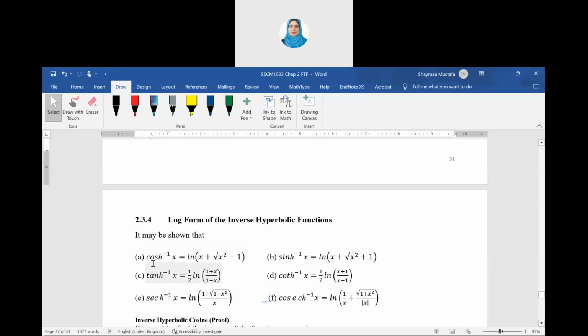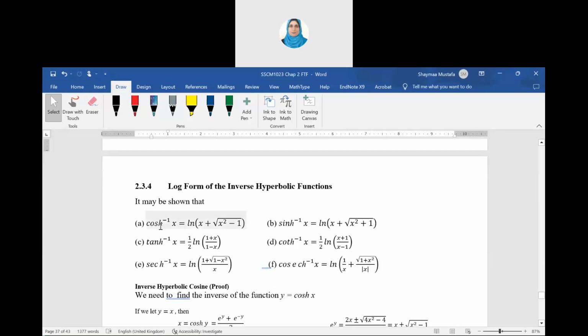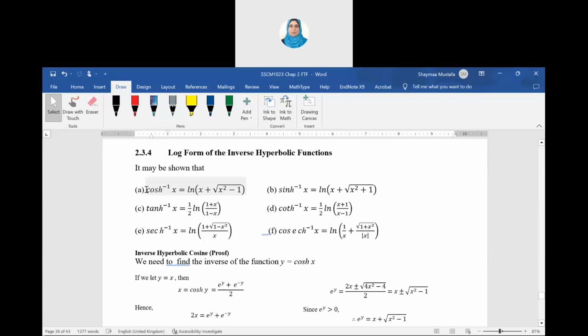As we learned before, if you remember, to find the formula for the inverse of any function, you need to go to the formula for the original function and replace each x by y and each y by x. This is what we did. Here I will prove for you the first one: cosh inverse x is equal to this. We will prove this one.